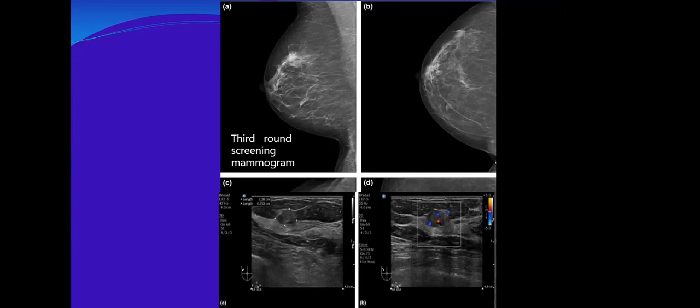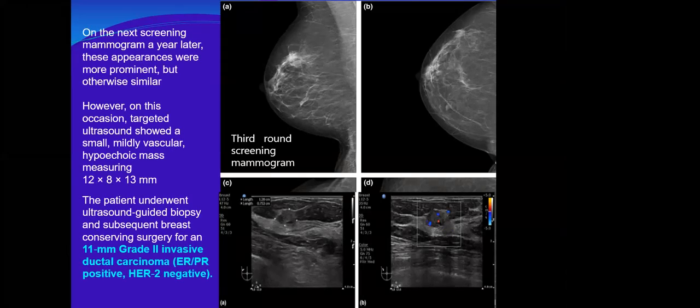BI-RADS 4... I don't know. This is from literature. Really, I don't know how they describe it. But for me, I will put it as BI-RADS 4C for biopsy. And let us see.